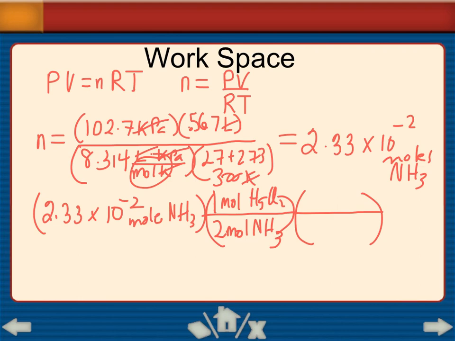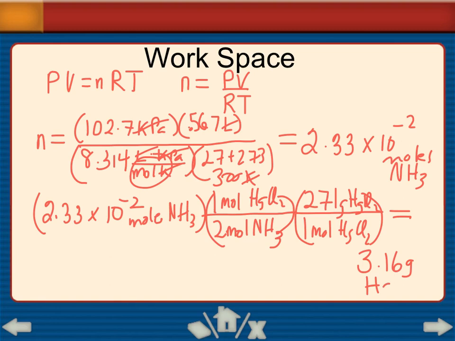And since we want it in terms of grams, we have to calculate the molar mass of mercury chloride. So you know how to do that. 1 mole of mercury chloride, 271 grams of mercury chloride. And that ultimately comes out to be 3.16 grams of HgCl2. 3 sig figs will work. And so that's the answer for that problem.